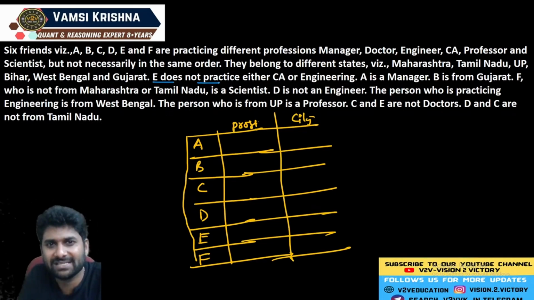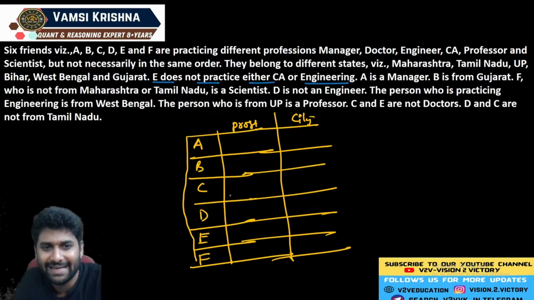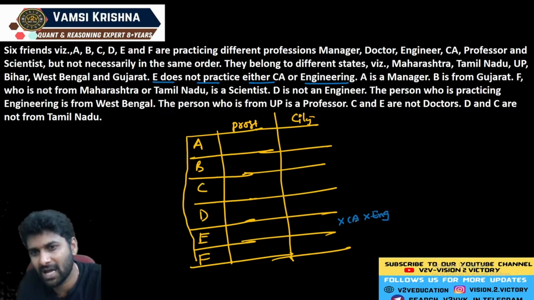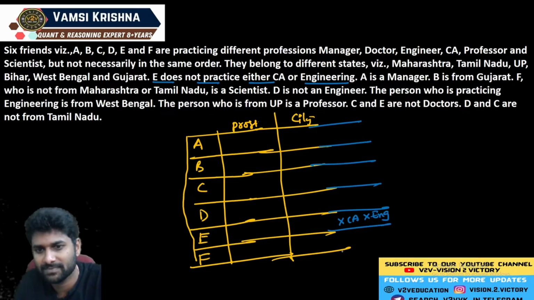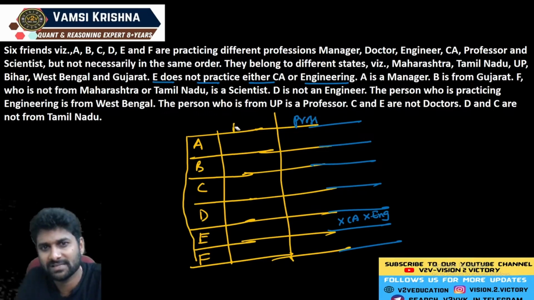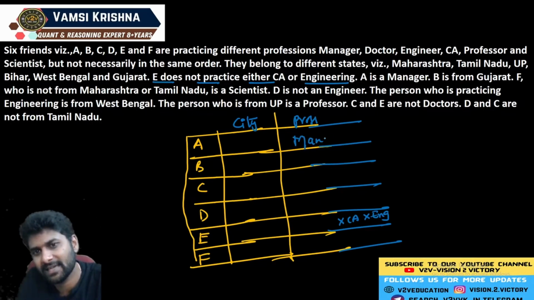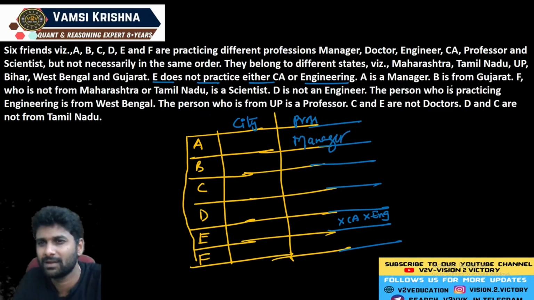First information: E is not practicing either CA or engineer. A cross mark means you can't place those two elements in that box. So that's an indication. A is a manager. It's a direct piece of data, guys, about profession.